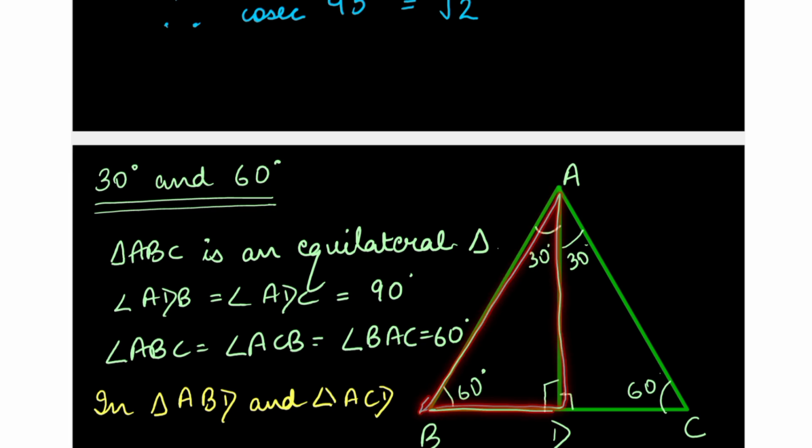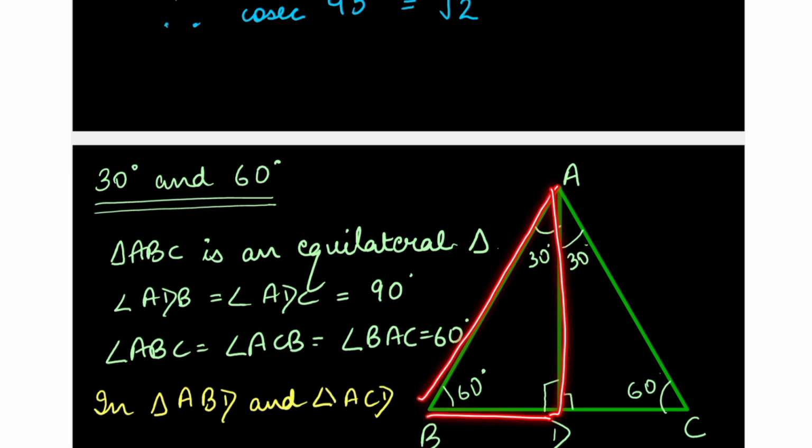If we take trigonometric ratios with respect to angle B, then we will get the trigonometric ratios with respect to angle 60 degrees. If we take with respect to angle DAB, then we will get trigonometric ratios with respect to 30 degrees. Okay, so for trigonometric ratios, we basically need a relationship between AB, BD and AD.